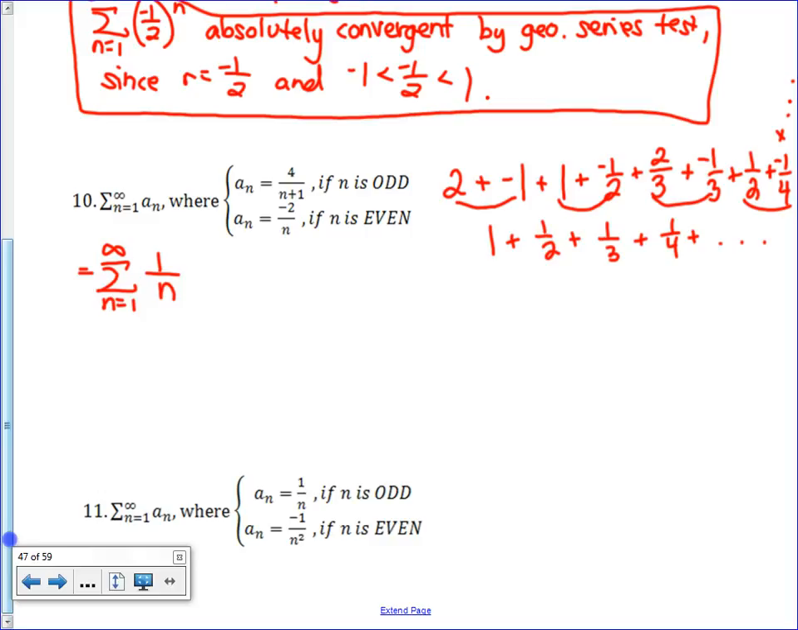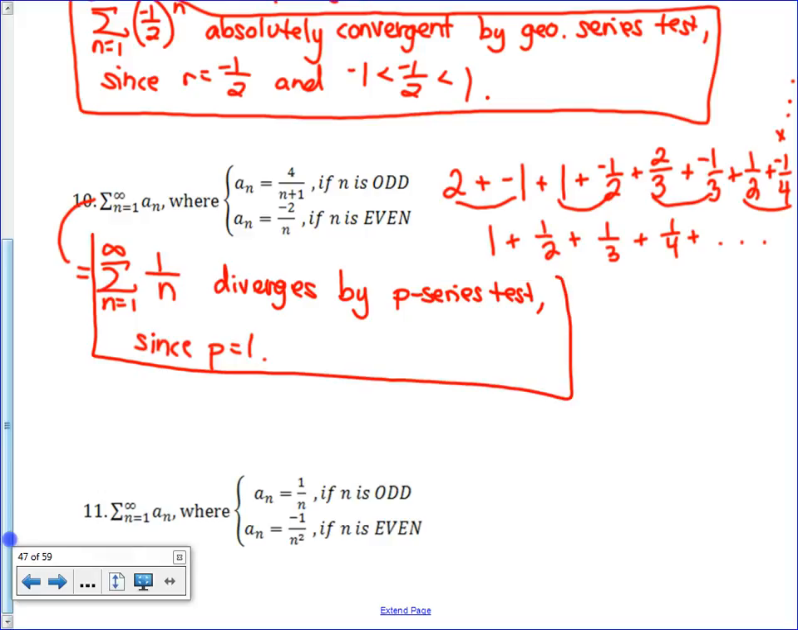So this isn't even me using any convergence or divergence test. This is me saying, that's gross. Is there another way of looking at it? And then do I even need any sort of alternating test? Nope. I can just say it diverges completely by the P-series test, since P equals 1. Gnarly, huh?